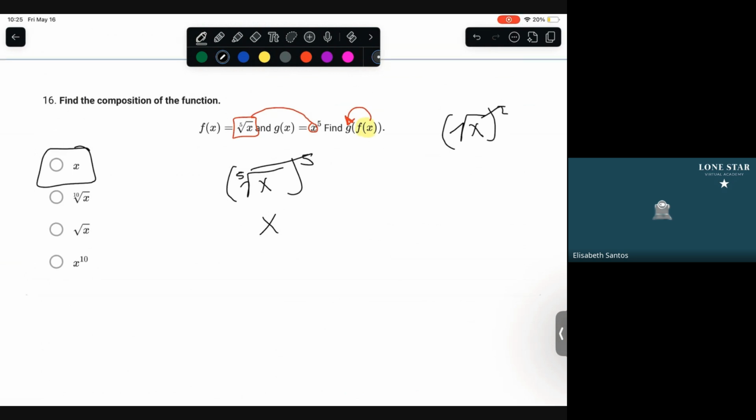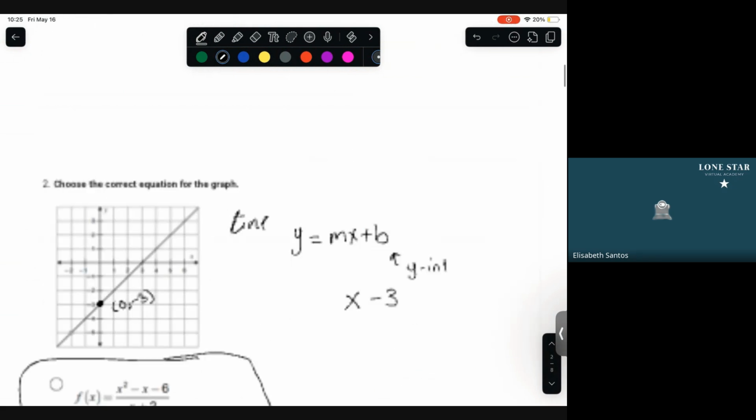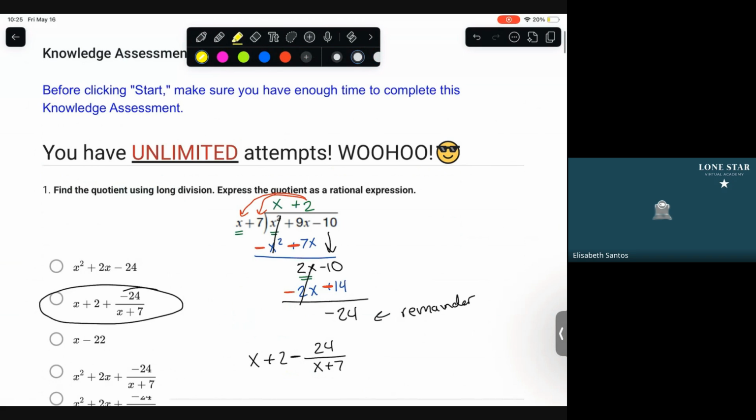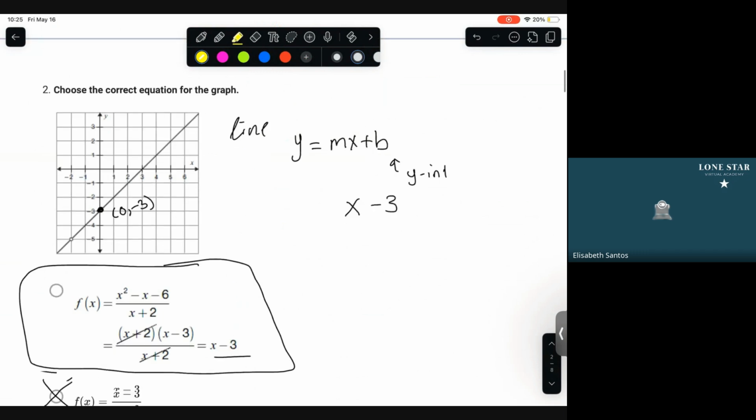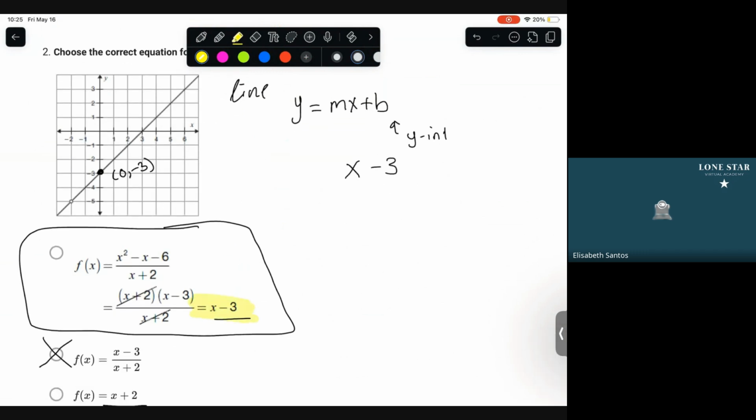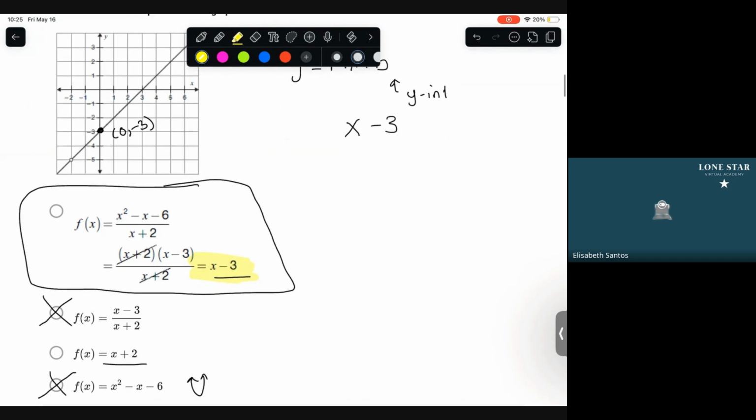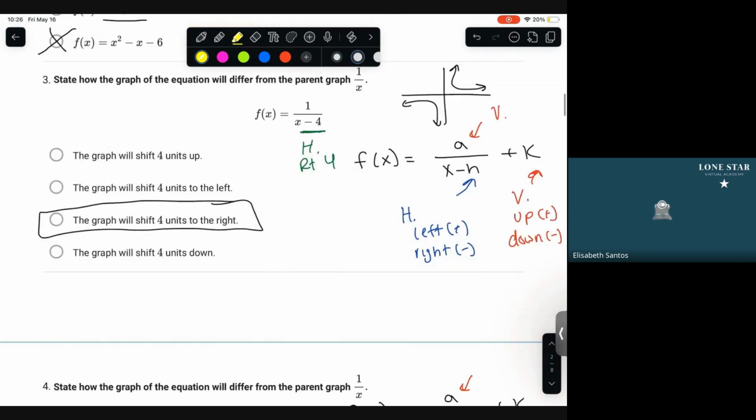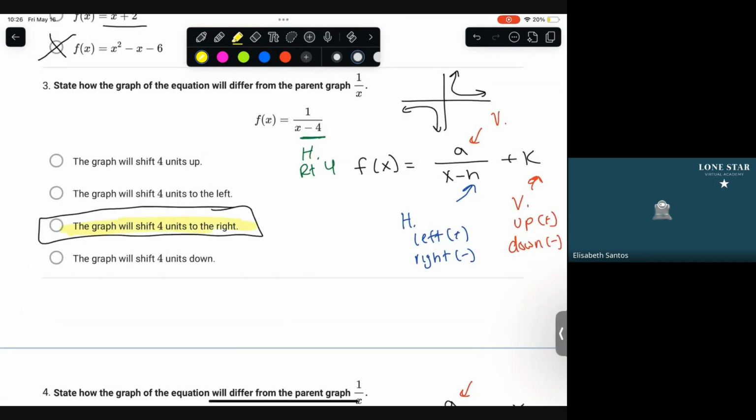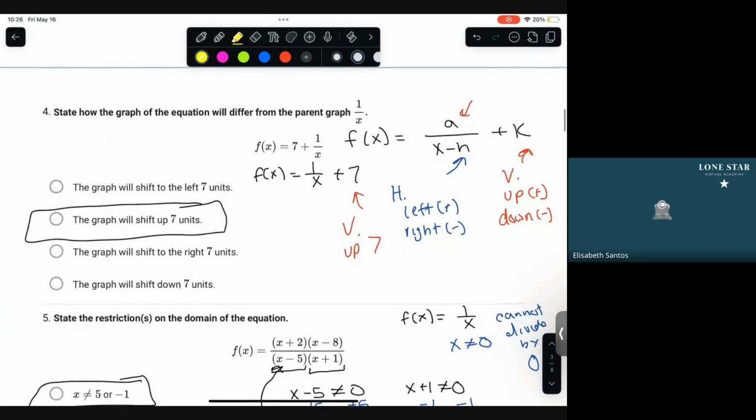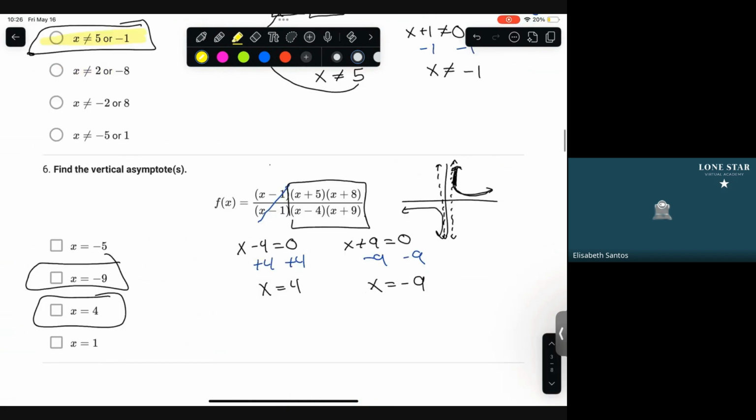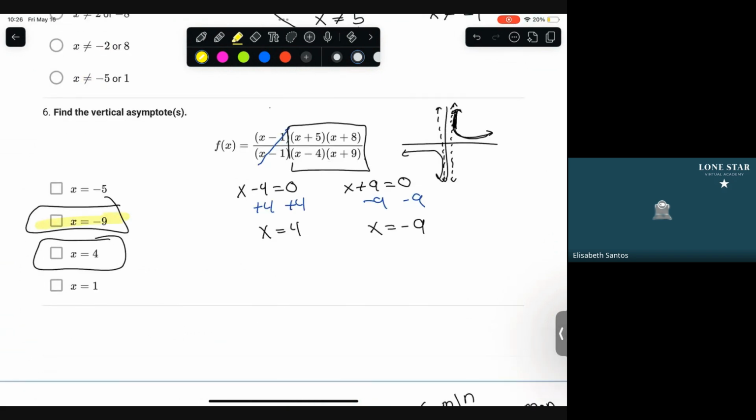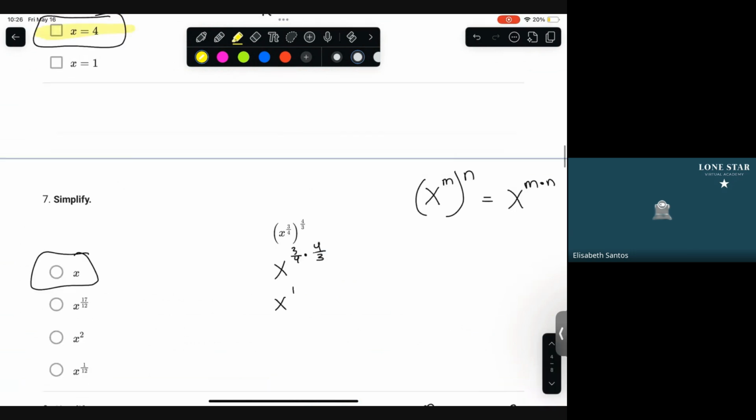So let's go over and check our answers. Number 1 is this one: x plus 2 plus -24 over x plus 7. 2 is the x minus 3. 3 is the graph will shift 4 units to the right. 4 is the graph will shift up 7. 5 is x cannot equal 5 or -1. 6 is x equals -9 and x equals 4.